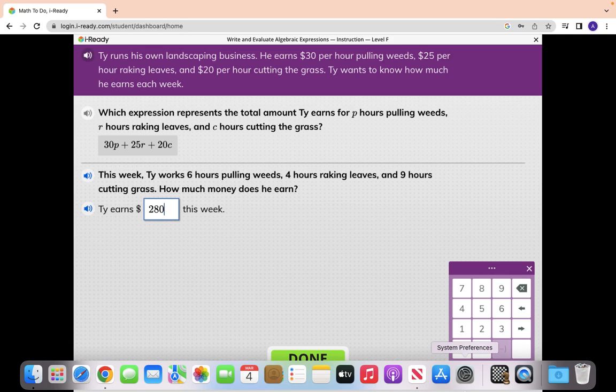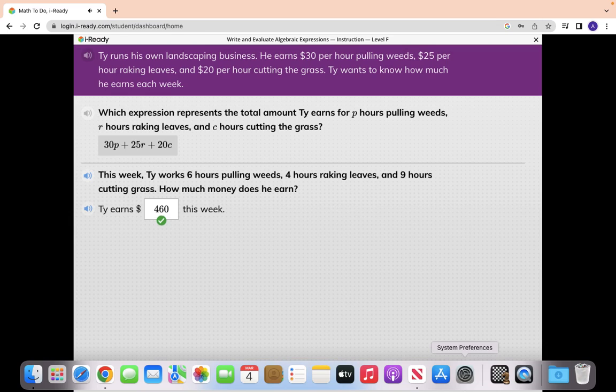And then 9 hours cutting grass. 20 times 9 is 180. Yep, it's 180. So 280 plus 180 is our final answer. So 80 plus 80 is 160. And 100 plus 200 is 300. So it's going to be 300 plus 160. It's 460. Yay.